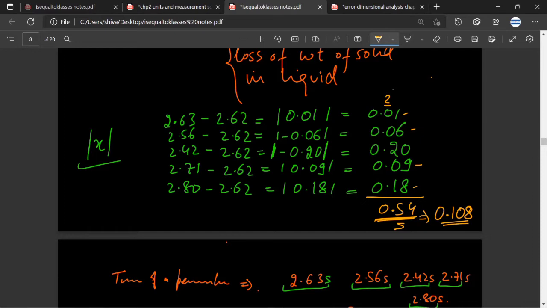No, you understand one thing: these values 2.63, 2.56, 2.42, 2.71, 2.80 are the observations that you have taken. Of course, there might be some error in it, but you don't have to worry about that. We just have to give a mathematical treatment to whatever observations we have. Maybe 2.63, 2.56, 2.71, 2.80 were taken by you, but 2.42 was taken by some friend of yours who might have made a mistake. All I'm trying to tell you is that these are the observations given to you, and you have to give the final answer as per this data.